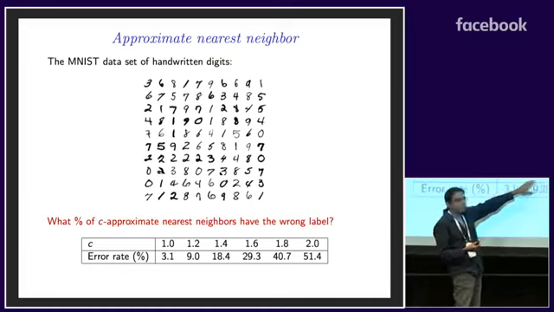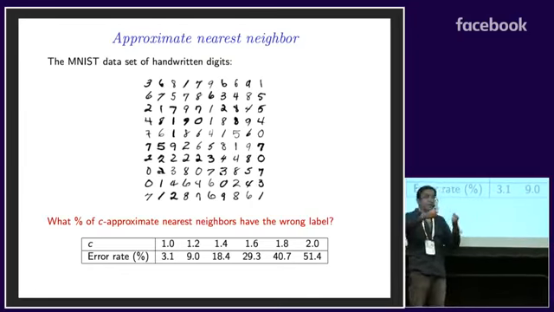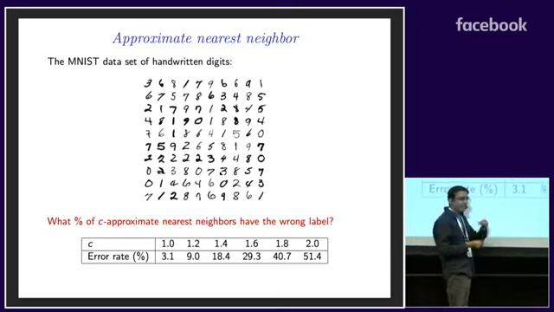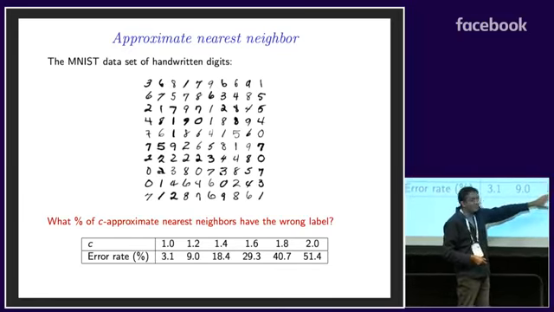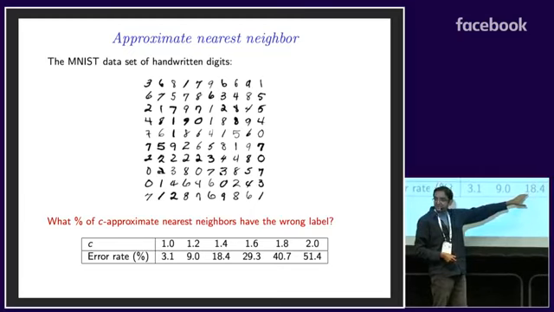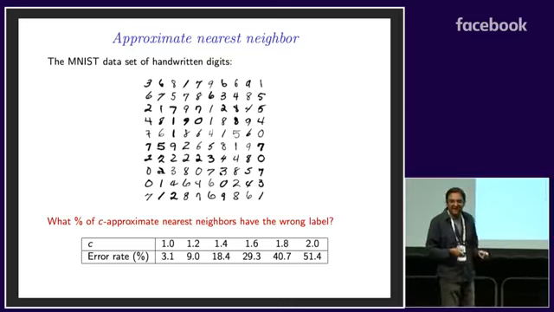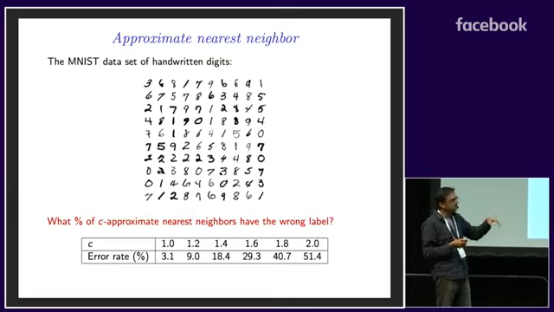Let's say we look at a 1.2 approximate nearest neighbor. What does that mean? Well, there's maybe 100 points that are 1.2 approximate. Let's say you average over them, or you pick one at random. The error shoots up to 9%. So performance drops fast. 1.4 approximate, the error goes up to 18%. Now a priori, it would have been impossible to figure out what the right value of C is for this data set. But looking at this, it's clear that you really don't want C more than, say, 1.1.